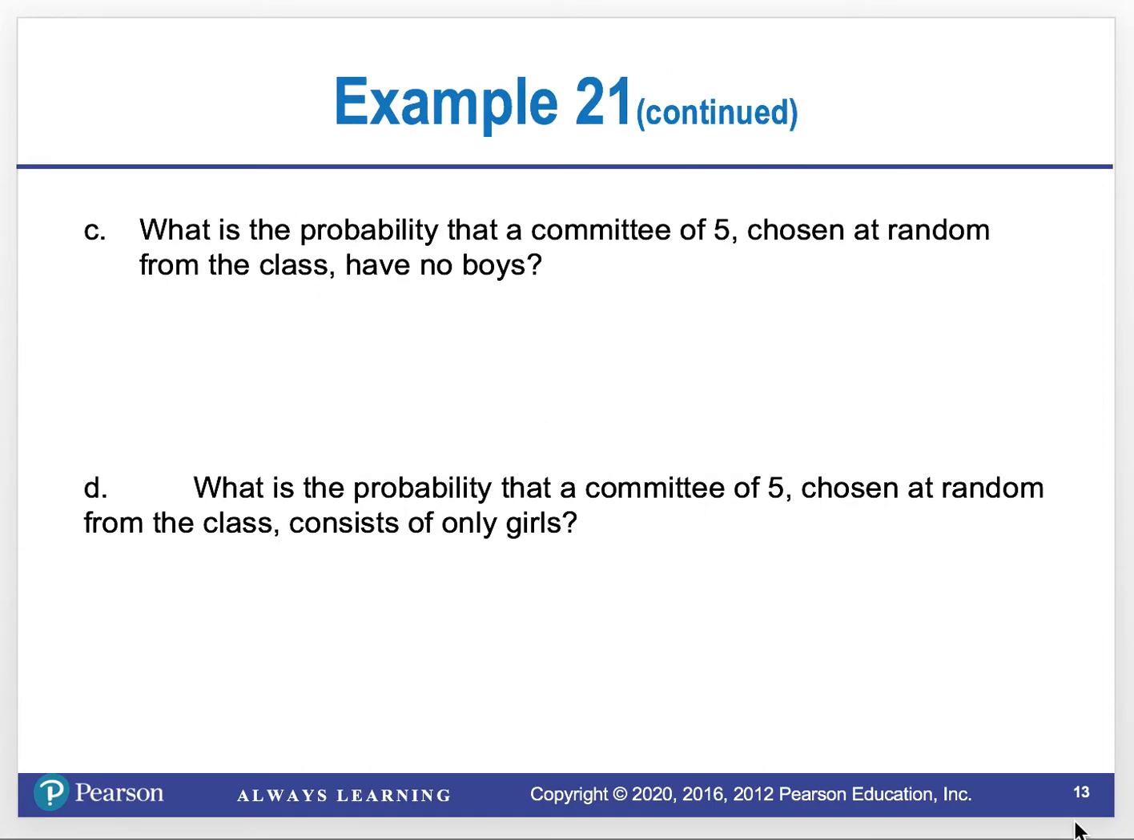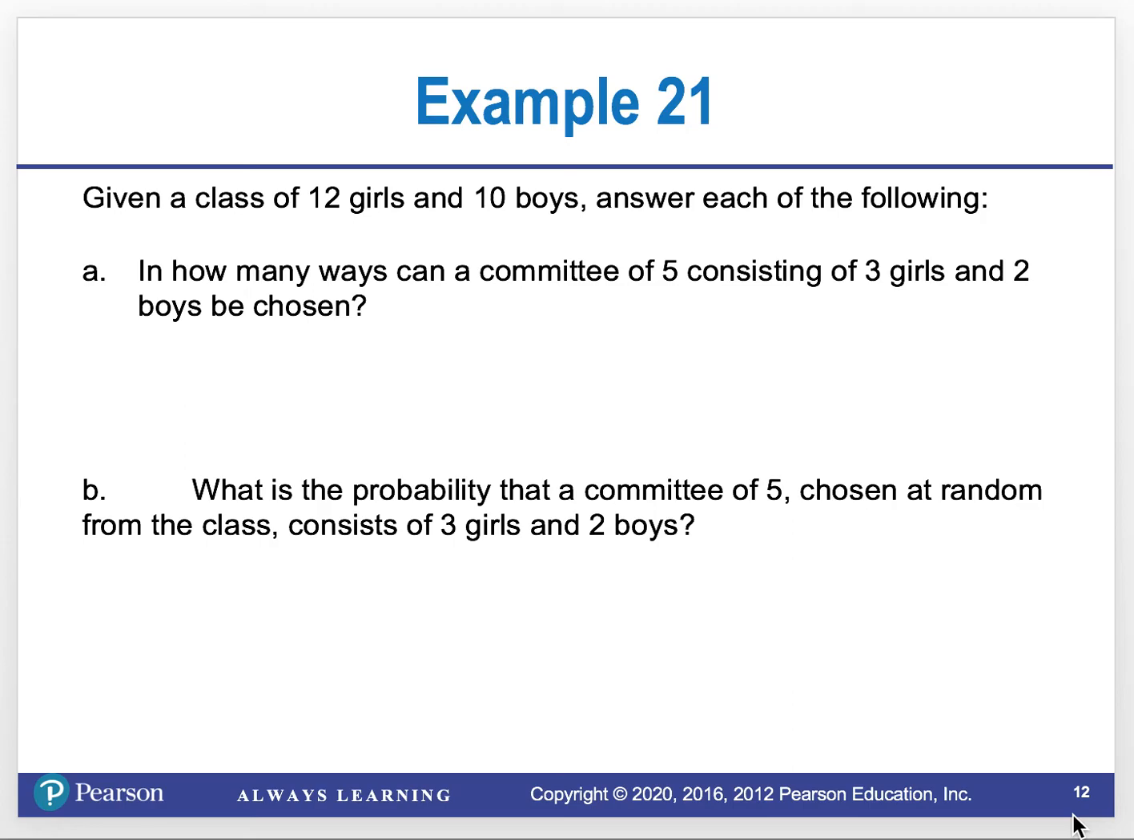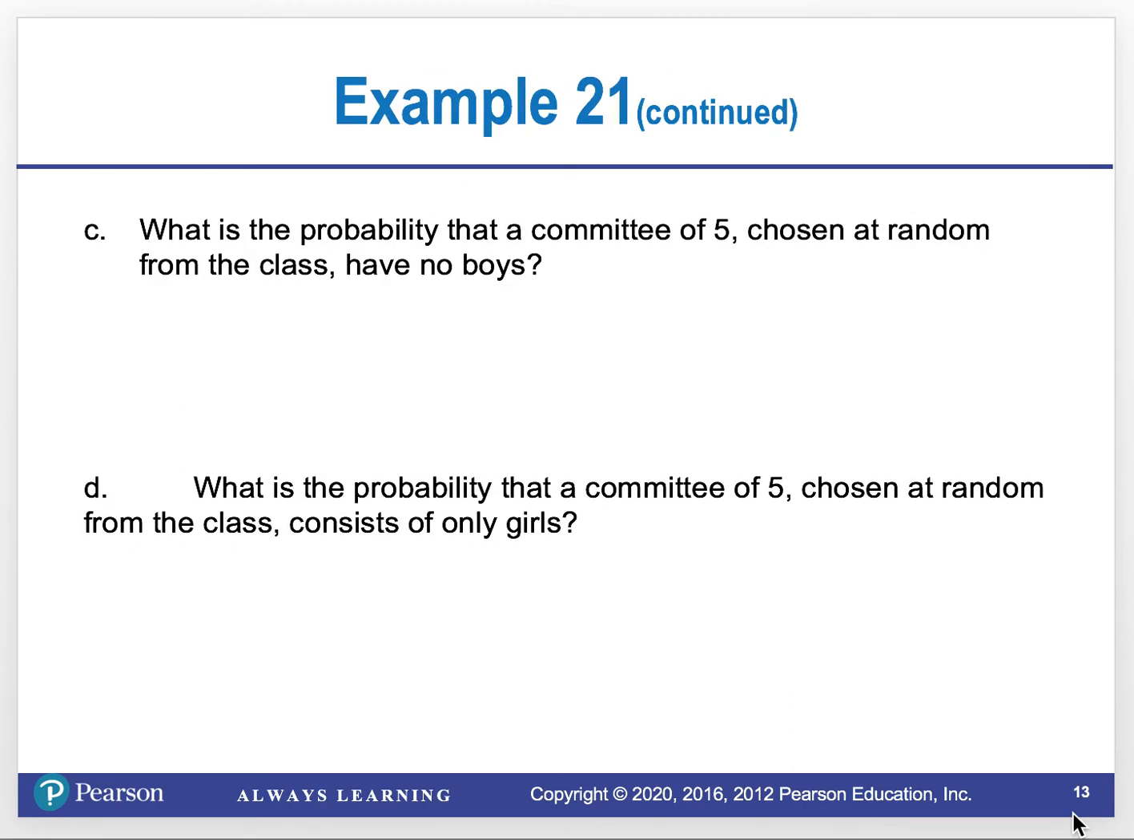Okay, what's the probability that a committee of 5, so we're still doing the same problem. So just to verify, we had 12 girls, 10 boys. Okay, what's the probability? So it's a probability that a committee of 5 chosen at random from the class have no boys. And the probability, your bottom number, is the total number of ways that you could get 5 from the total group of 22.